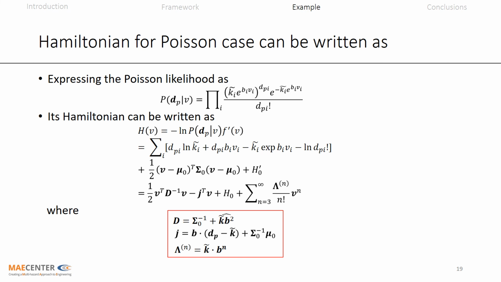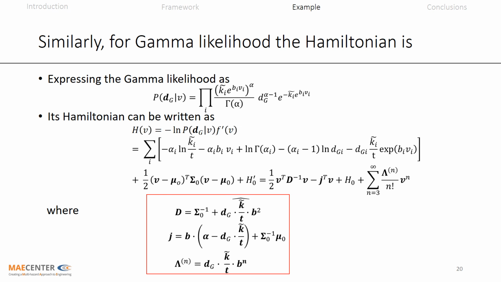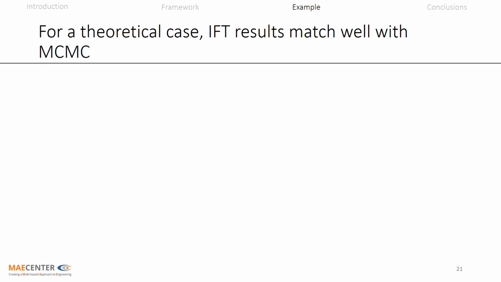We use this likelihood with the Gaussian prior to get the Hamiltonian, and this Hamiltonian reveals that the expressions for capital D, J, and lambda are as shown in this box, and this is the most important part of this entire exercise. We repeat the gamma likelihood case. We write down the gamma likelihood, combine it with the Gaussian prior, and that results in the expressions for capital D, J, and lambda. So we used these three terms for both Poisson and gamma.